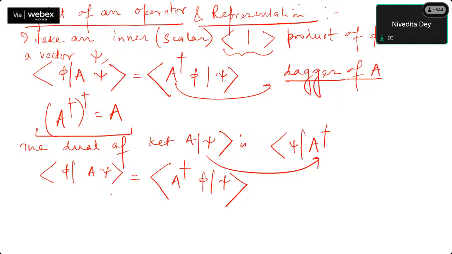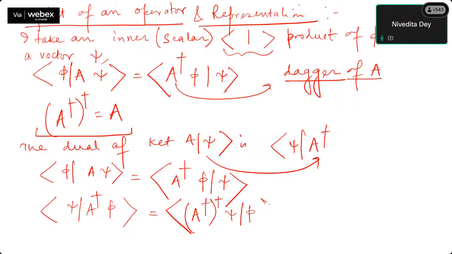That means from this we can write that psi A dagger phi is equal to A dagger. I'm just replacing it, nothing else. A dagger whole dagger psi phi. Now A dagger whole dagger is A, which is A psi. Fine. Okay. Now, when something like this happens, we call it a self-adjoint operator.